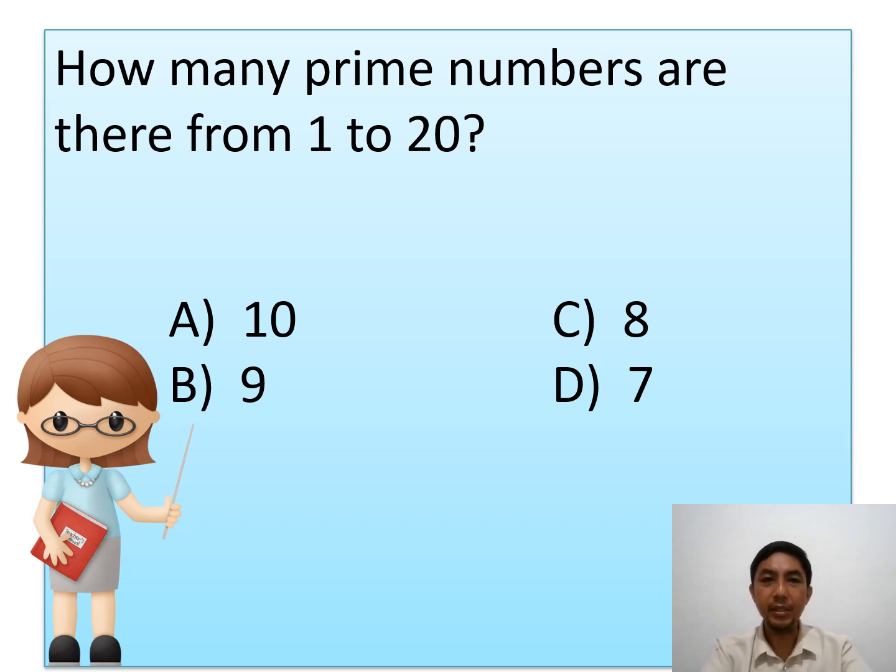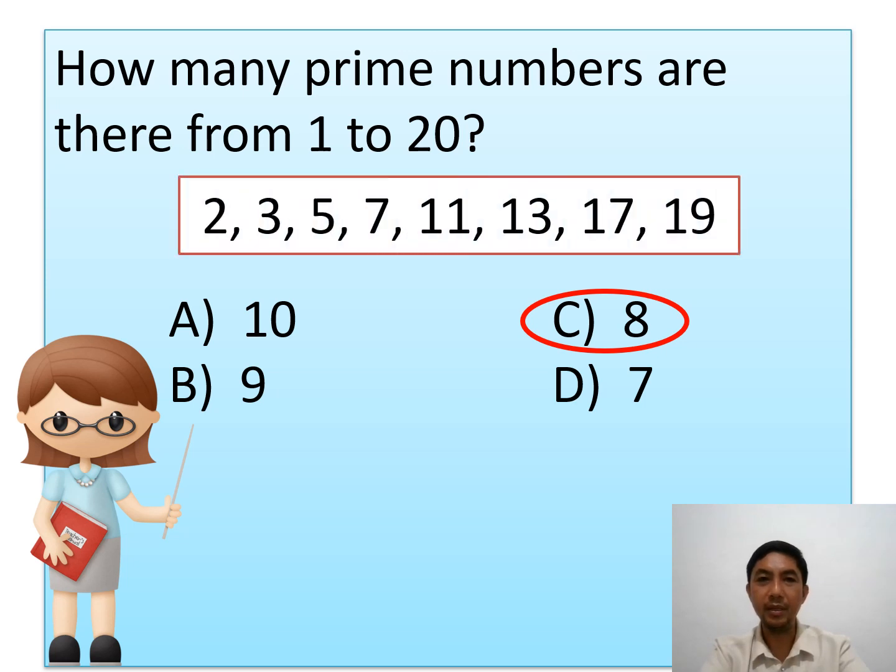Okay, so the correct answer in this problem is letter C. What are those prime numbers from 1 to 20? So we are given 2, 3, 5, 7, 11, 13, 17, and 19. So there are 8 prime numbers from 1 to 20.